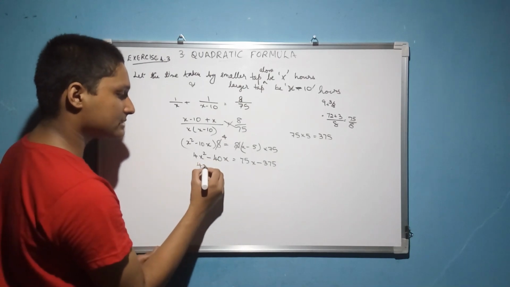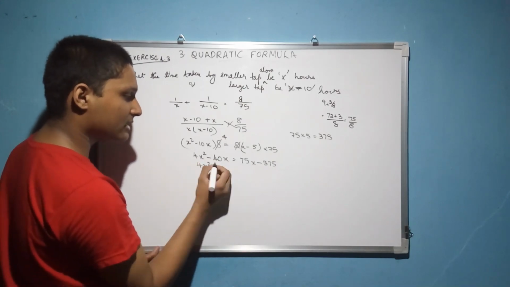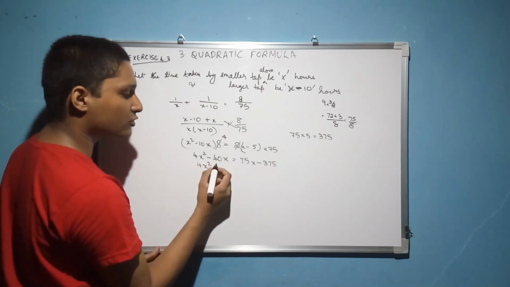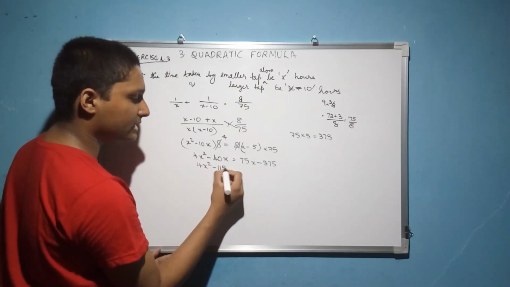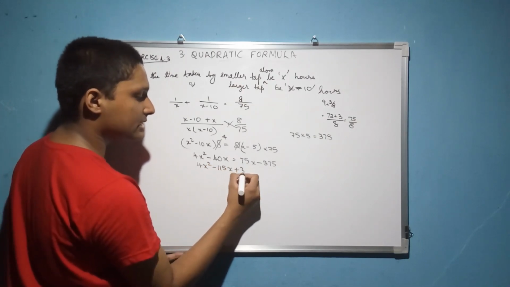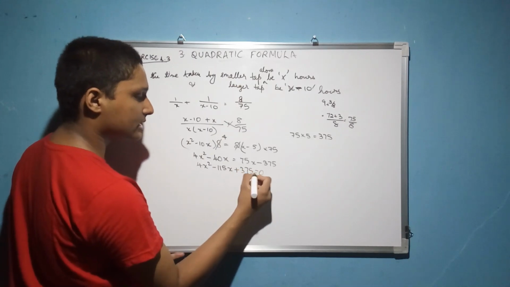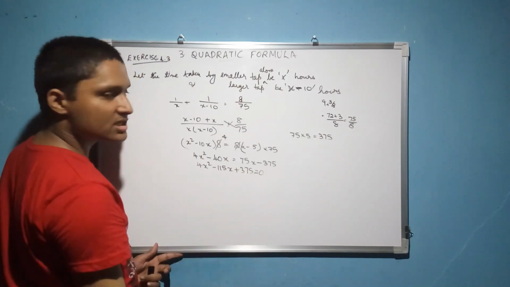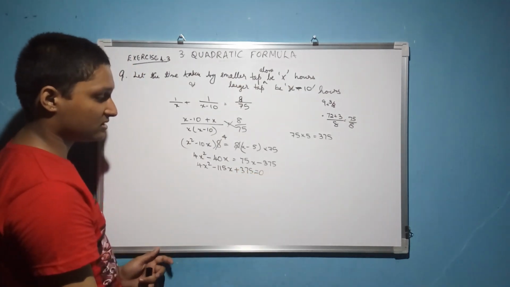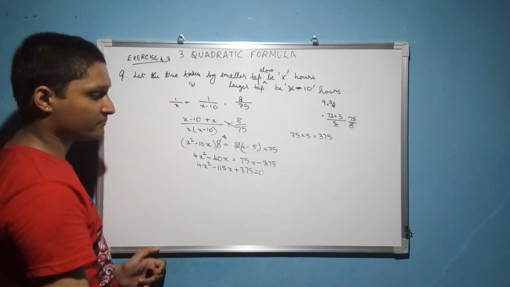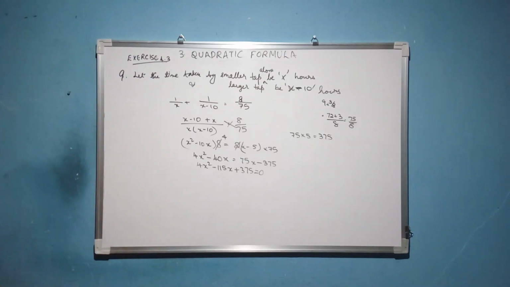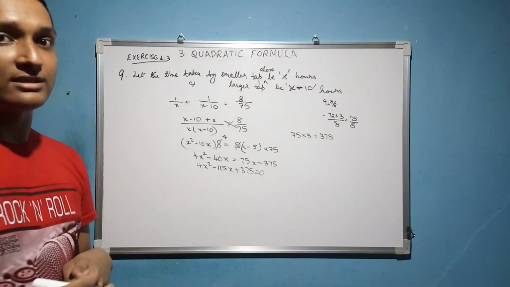So next part is 4x square, bringing this side. So 75 plus 40 is minus 115x plus 375 is equal to 0. Okay, this much is the thing. This is looking so big. Yeah, right. So somehow we need to get a number. Okay, we'll use the factorization method here.